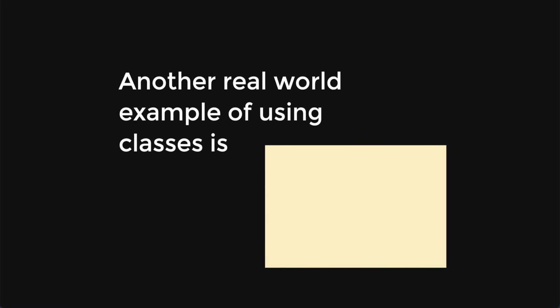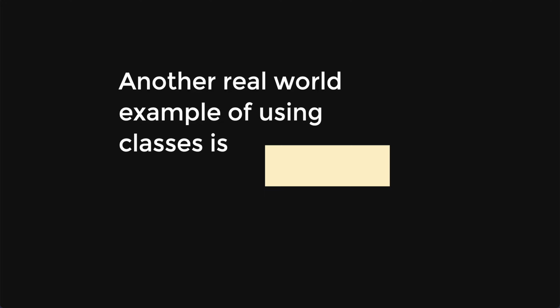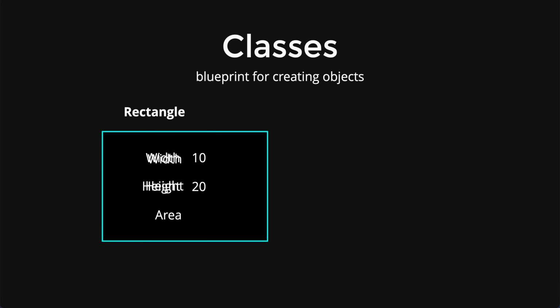There is another real world example that also uses classes. Can you guess what type of class I'm going to go through? Well, if you guessed it, it is called shapes. And the particular shape we're going to go through is rectangles. Rectangles have 3 properties: the width, the height, and the area. The blueprint of a rectangle will look something like this.